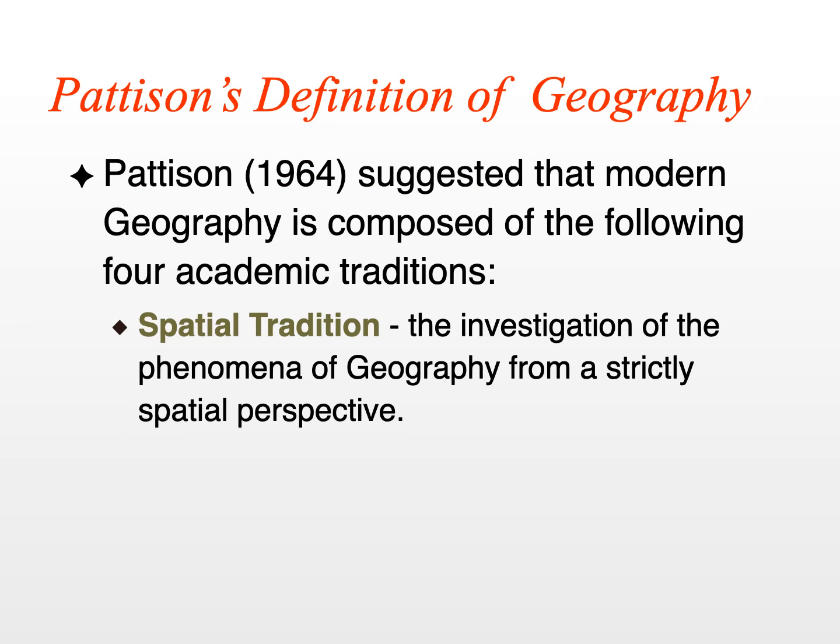In 1964, William Pattison publishes an article in the Journal of Geography that suggests that modern geography is composed of 4 themes. The first theme is called the spatial tradition. In this theme, geographers study phenomena from a strictly spatial perspective. So, for example, where do hurricanes occur? Well, we know that hurricanes occur in the subtropics.